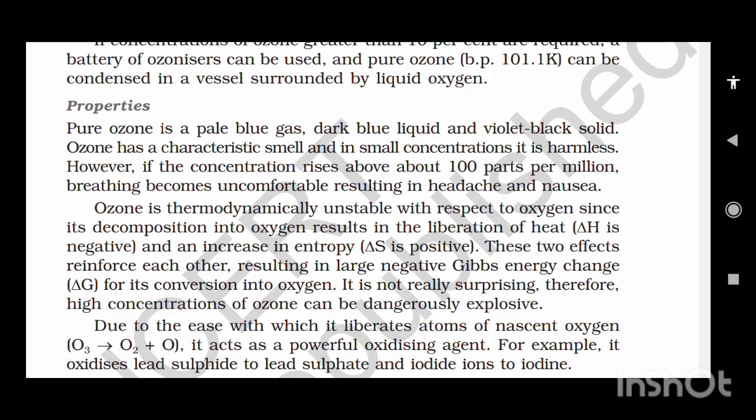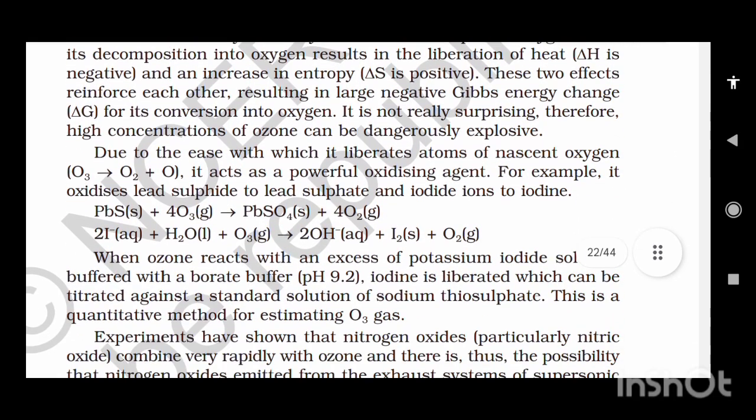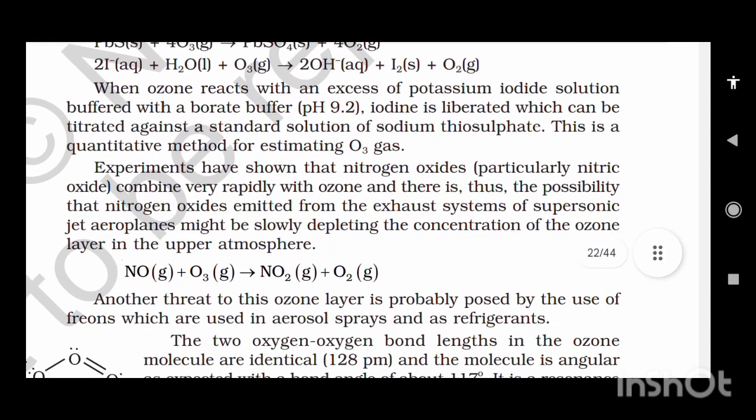It is not really surprising, therefore, that high concentrations of ozone can be dangerously explosive, due to the ease with which it liberates atoms of nascent oxygen. It acts as a powerful oxidizing agent. For example, it oxidizes lead sulfide to lead sulfate and iodide ions to iodine. When ozone reacts with an excess of potassium iodide solution buffered with a borate buffer, iodine is liberated, which can be titrated against a standard solution of sodium thiosulfate. This is a quantitative method for estimating ozone gas.